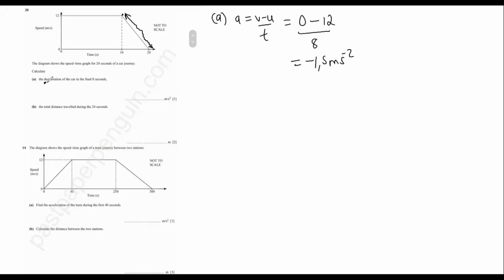Okay. So I was saying, if they say deceleration, right? Say calculate the deceleration. So you won't put the negative. So the deceleration is 1.5 meters per second squared. But if they say calculate the acceleration, right? That's when you put your answer with a negative. Is that clear?